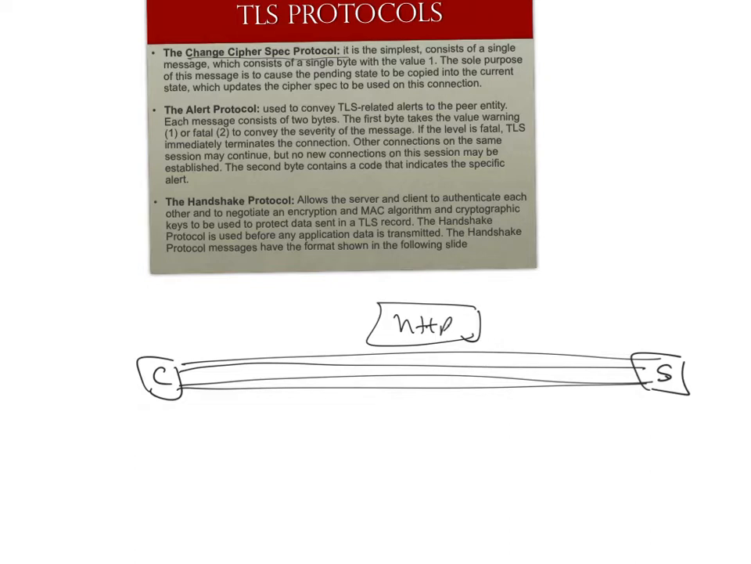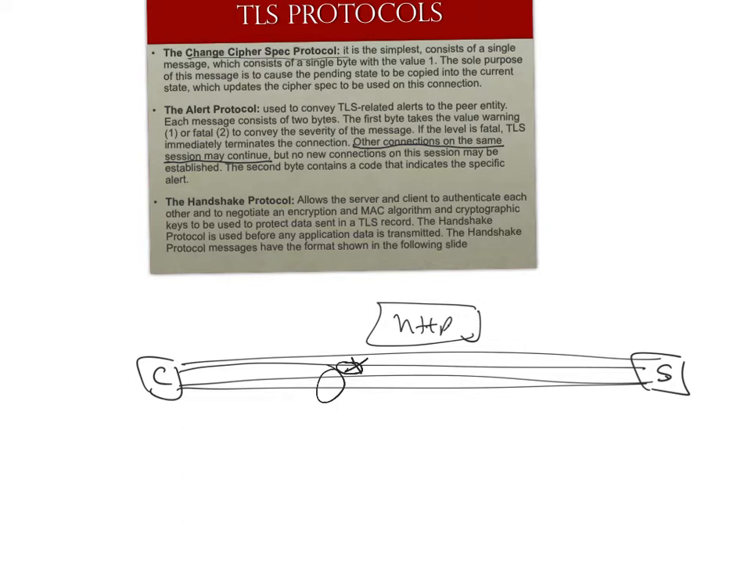Because the assumption now is that the alert is valid for one particular connection. So if the alert says that there is a fatal error for this connection, then this connection will be cut. This connection will be torn down. But all the parallel connections can still go on. This is what this says here: other connections on the same session may continue.